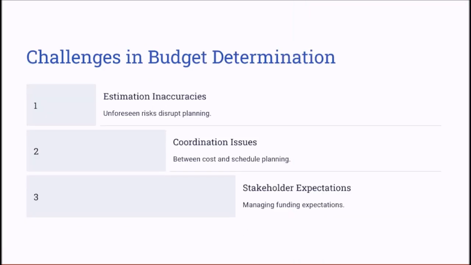Now let's see some of the challenges in budget determination. Budget determination is not without challenges. Estimation inaccuracies and unforeseen risks can disrupt the financial planning. Moreover, effective coordination between the cost and schedule planning is crucial here. Finally, managing the stakeholder expectations regarding the funding availability requires clear communication and transparency.